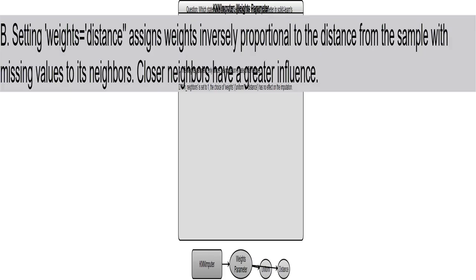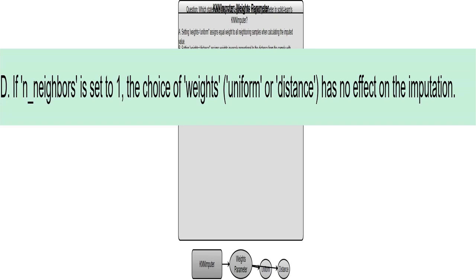If you choose distance, the closer a neighbor is to the point with missing data, the more it influences the imputed value. Think of it like a weighted average where closer neighbors have a louder voice. If you only have one neighbor, it doesn't matter whether you use uniform or distance. The imputed value will always be the same as that single neighbor's value. It's like having only one vote. The weighting scheme is irrelevant.